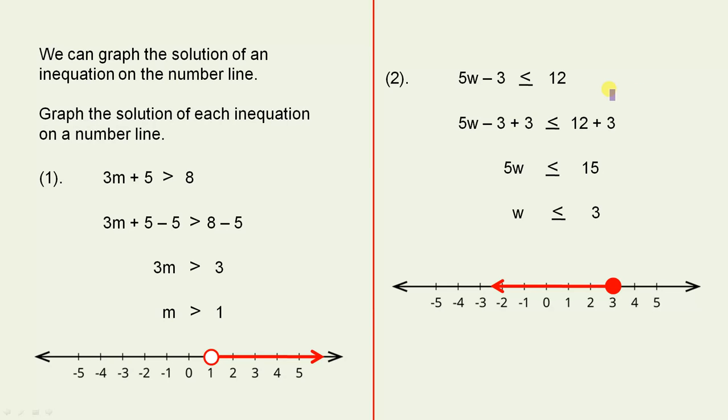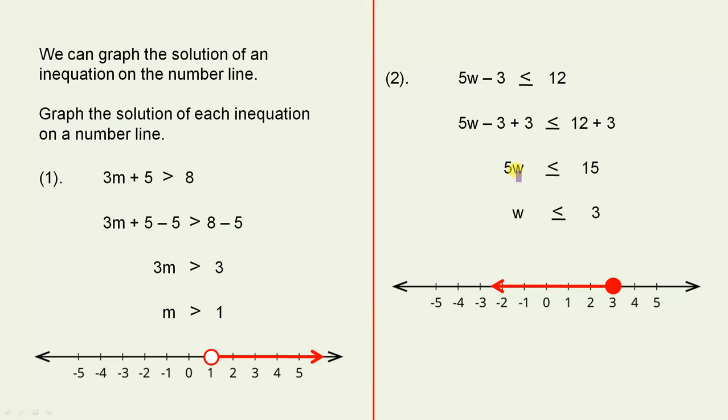Let's look at number 2. 5w - 3 ≤ 12. We add 3 to both sides. That keeps the inequation balanced. After that is simplified, we get to this line here. So we have 5w ≤ 15.